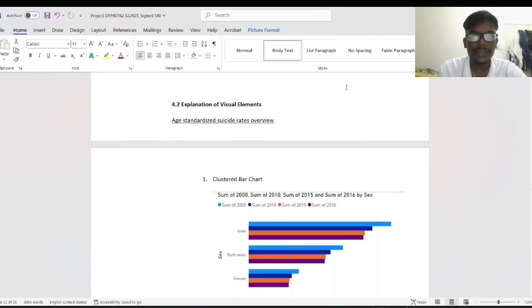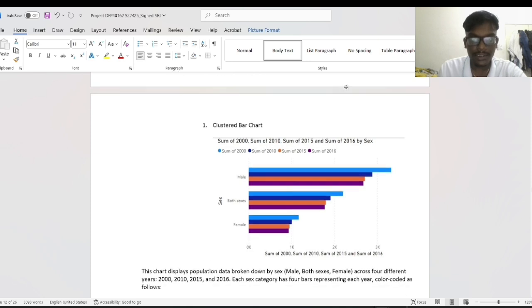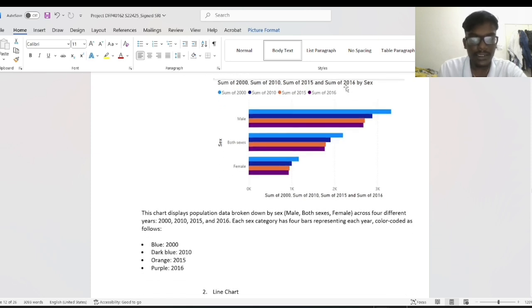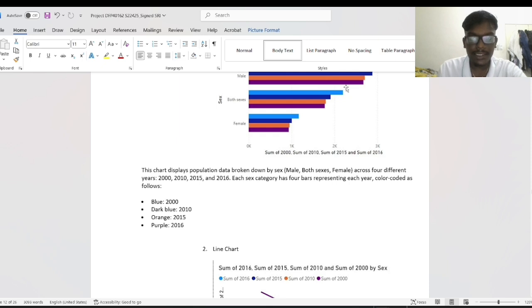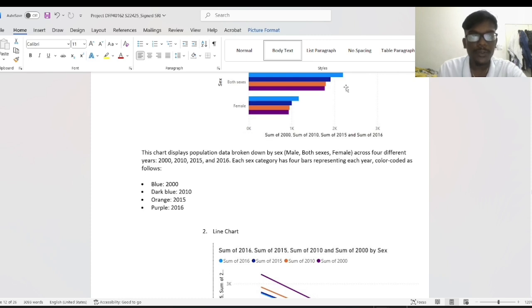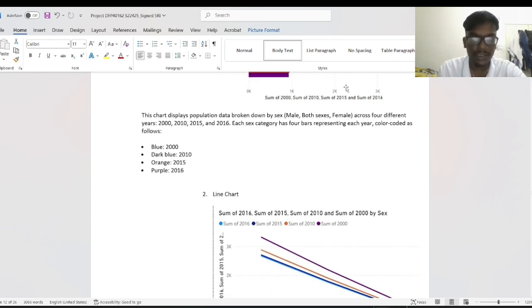For the explanation of visual elements for the first data set, age standardized suicide rates overview, the first chart is a clustered bar chart. This chart displays population data broken down by sex, which is male, both sexes, and female, across four different years, which is 2000, 2010, 2015, and also 2016. Each sex category has four bars representing each year, color coded as follows. The blue is 2000, the dark blue is 2010, the orange is 2015, and the purple is 2016.